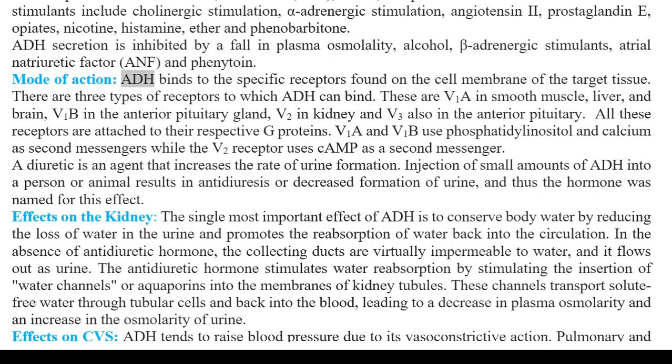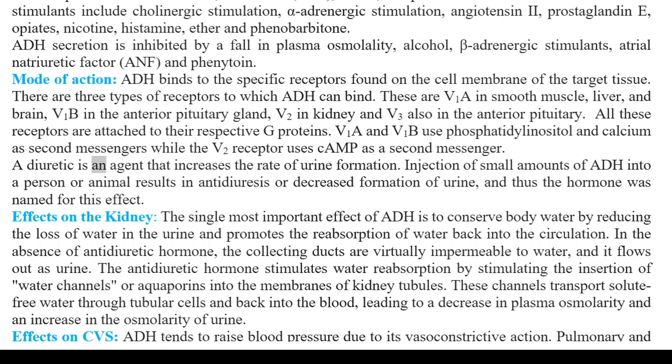Mode of action. ADH binds to specific receptors found on the cell membrane of the target tissue. There are 3 types of receptors to which ADH can bind. These are V1A in smooth muscle, liver, and brain; V1B in the anterior pituitary gland; and V2 in the kidney. All these receptors are attached to their respective G proteins. V1A and V1B use phosphatidylinositol and calcium as second messengers, while the V2 receptor uses cAMP as a second messenger.